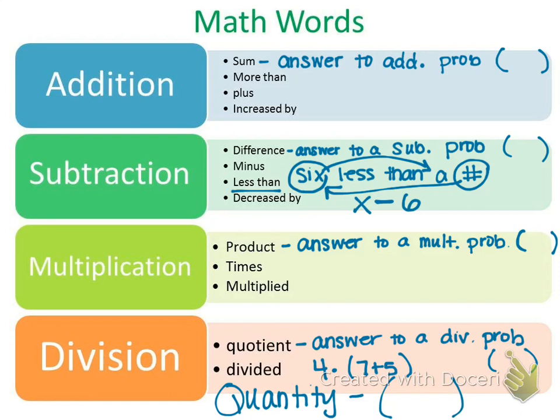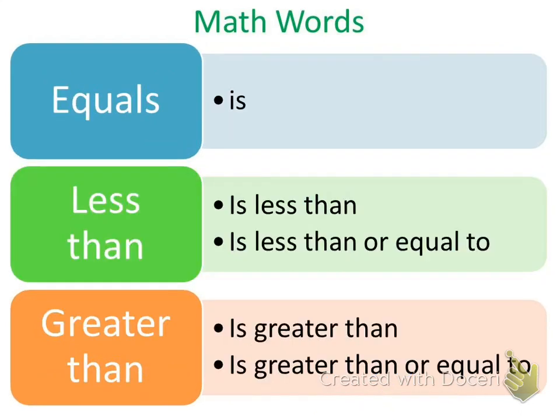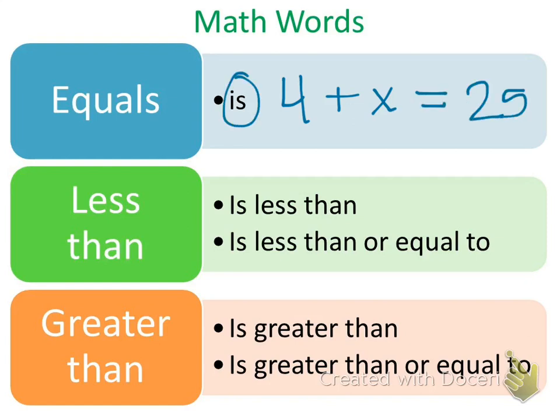Okay, a few more words that we want to go over is whenever I have an equation or inequality. The word is always means equal. So if I were to see 4 plus x is 25, I would write 4 plus x equals 25. So the word is means equals.